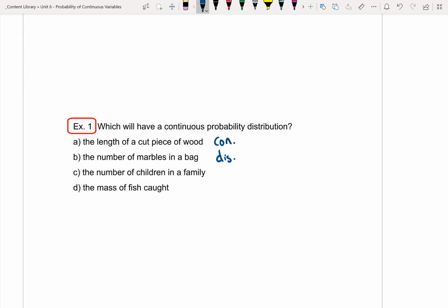For C, same as the last example, it will be discrete because the number of children will be a set value. It's not going to be a range or an interval of values. And finally for D, the mass of fish caught, because it's a measurement and we could have a range of values. So it's not going to be specifically just 1 pound or 2 pounds. It could be anything between 1 and 2 pounds. It would be continuous data. It would be a continuous probability distribution.